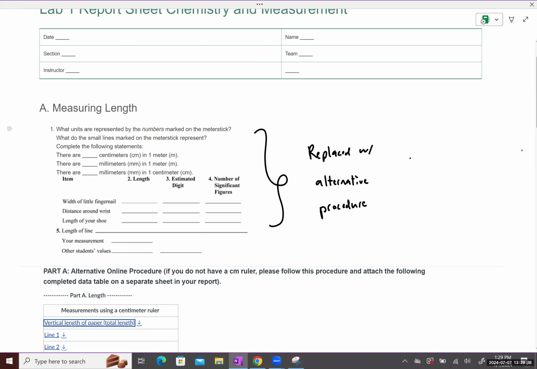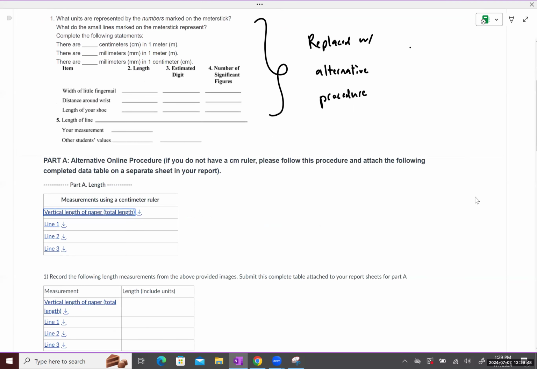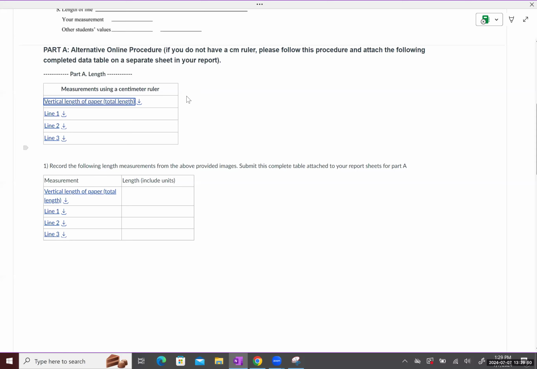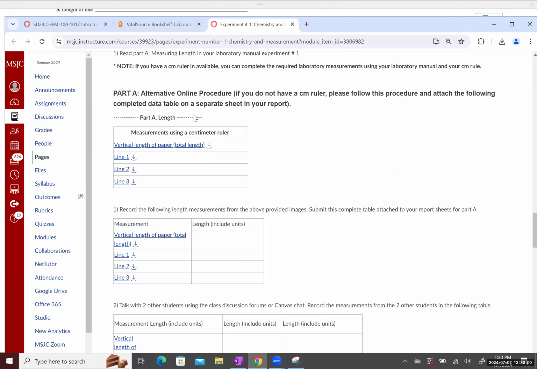So we're going to leave these parts blank because I don't have a centimeter ruler. If you have one at home and you have the materials to complete this part at home, you're welcome to do this part. Okay, so let's look at the part A alternative procedure. We have a series of photos that are provided, and we're going to take some length measurements. So let's do that together.